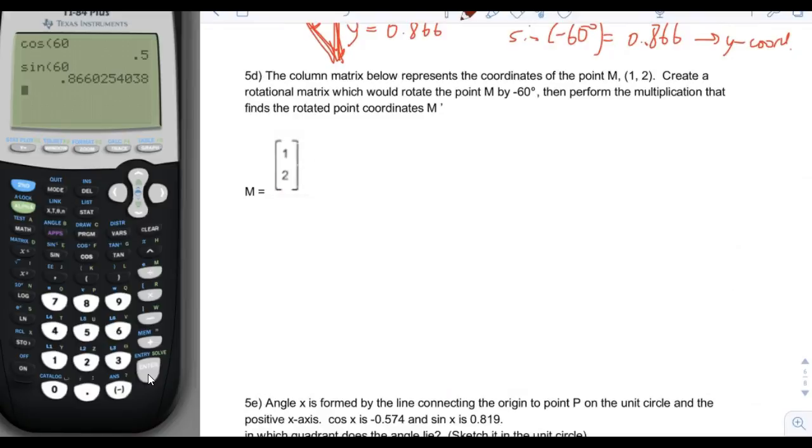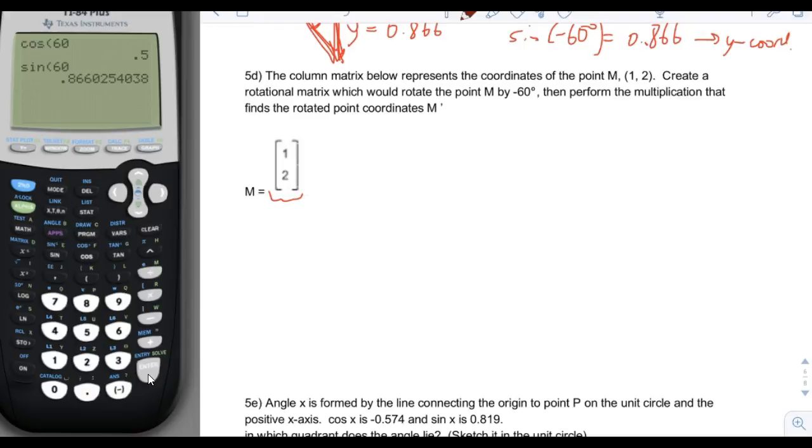The column matrix below represents the coordinates of the point 1, 2. Create a rotational matrix which would rotate the point M by negative 60 degrees and then perform the multiplication that finds the rotated point coordinates M dash, okay, or M prime. So this is the original M, and we're going to make a matrix that's going to multiply this column matrix, and it's going to give us points which rotate the point 1, 2 by negative 60 degrees.